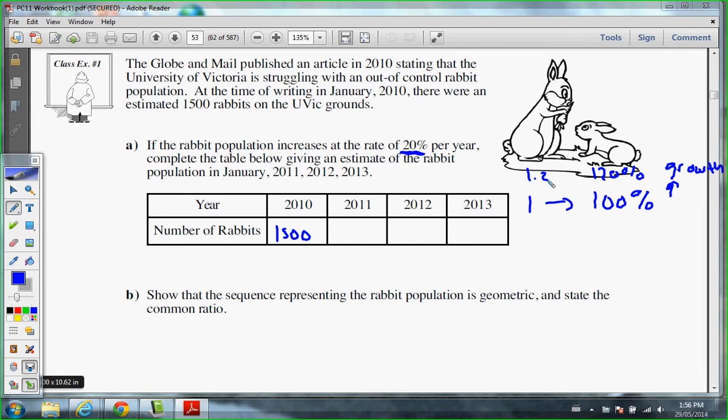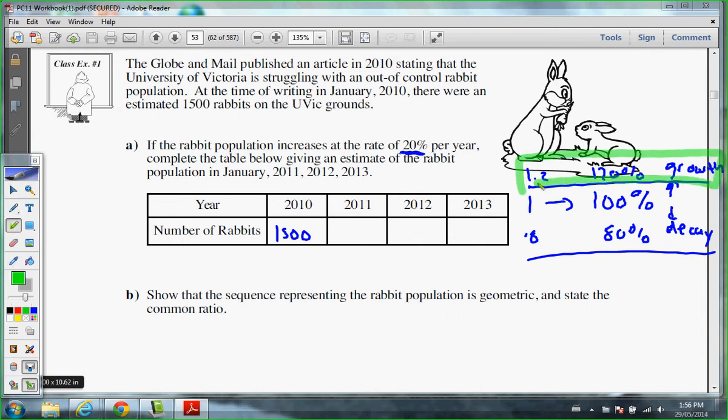Let's just say, we're going to get to it in a second, but while we're talking about it, if we had decay of 20%, it'd be 100 minus 20%, which would be 80%. It'd be 0.8. So this would be your decay, and this would be your growth. Let's color code it a little better. Here is our growth and our decay example of 20%. It's how far away from 100 it is.